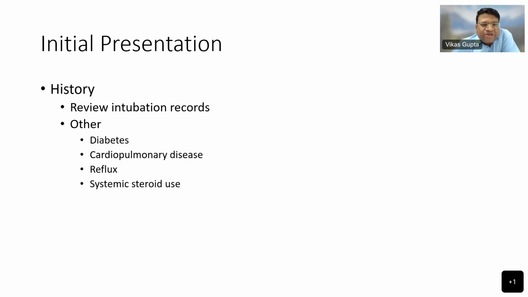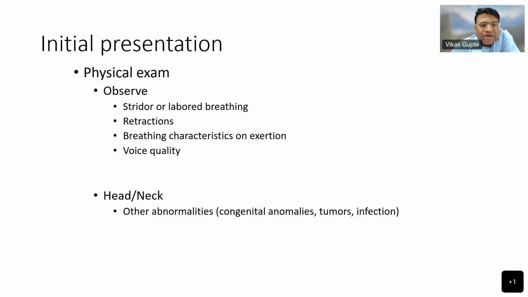So when we see these patients, we have to review their intubation record, how long the intubation was, and what other pathologies were there, because it may happen that there was intubation, but the stenosis may have other reasons also, like sarcoidosis, other autoimmune pathologies, or granulomatosis with polyangiitis. So we need to rule that out, so that the history does fit into post-intubation stenosis. Apart from that, we need to take the history of diabetes, cardiopulmonary disease, reflux, and systemic steroid use, because all these factors are important when you are considering the final treatment plan.